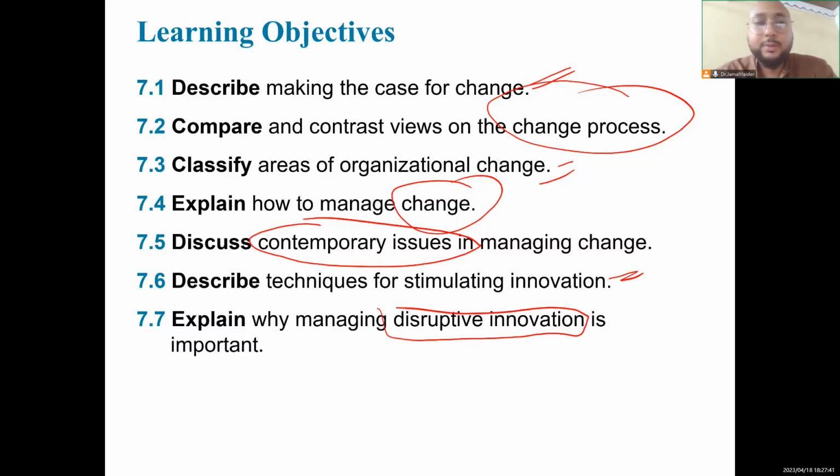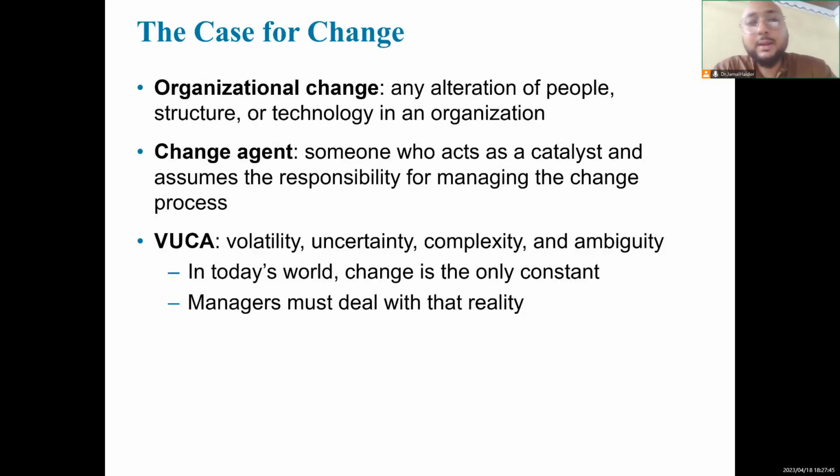Let's just talk about number one. So the case, making a case for change. Can you tell me what do we mean by change? Anything? Any idea? What do you think a change means?